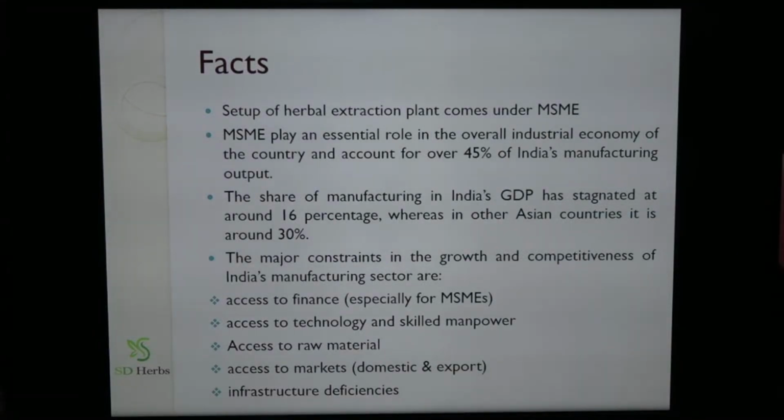Establishing a herbal extraction plant or manufacturing unit comes under the MSME. MSME is a government body that takes care of the micro, small, and medium industries. It plays an essential role in the overall manufacturing sector of India, at about 30% in comparison to other countries.